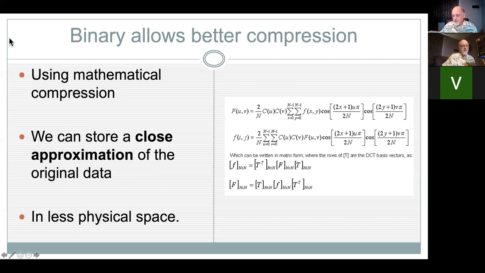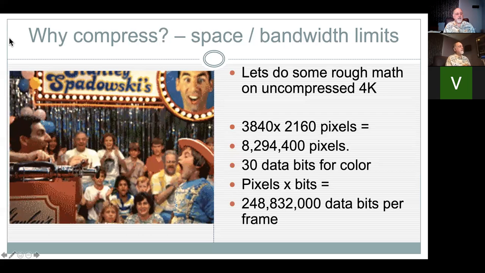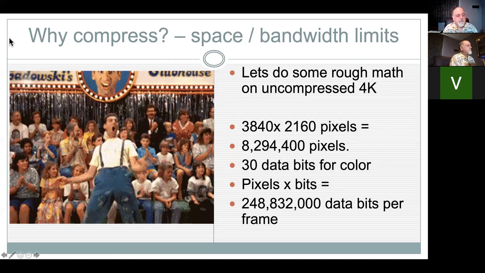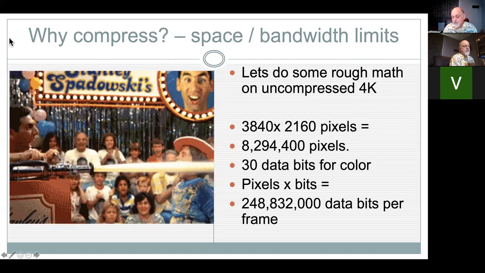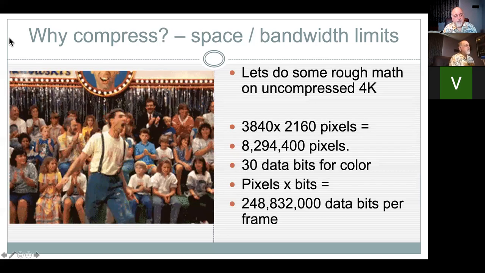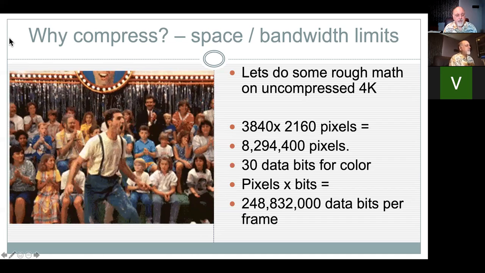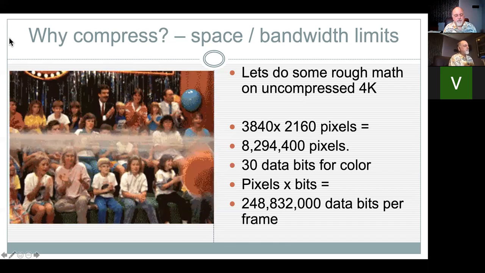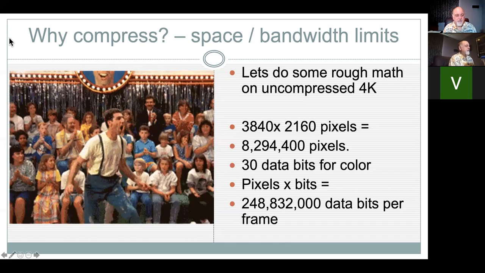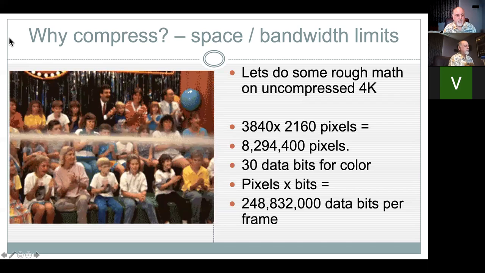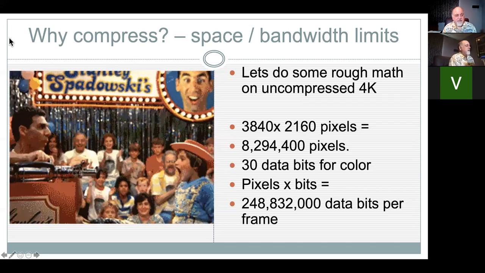But there are a lot of trade-offs for that, okay? So let's talk about why. Why do we compress? Well, let's look at uncompressed 4K. This is an example, and we're going to use the math. I'm going to use decimal numbers, because if we did this in binary, people would be totally lost, I'm sure, as would I. But let's take some facts.